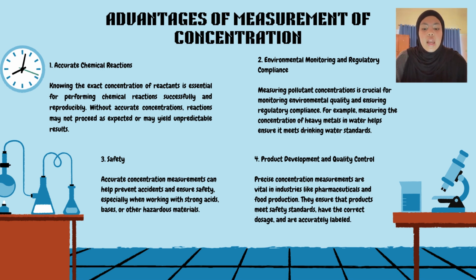Third is safety. Accurate concentration measurement can help prevent accident and ensure safety, especially when working with strong acid, base or other hazardous materials. Last one is product development and quality control. Precise concentration measurements are vital in industry like pharmaceutical and food production. They ensure that product meets safety standard, have the correct dosage and accurate level. That's all for me. Thank you.